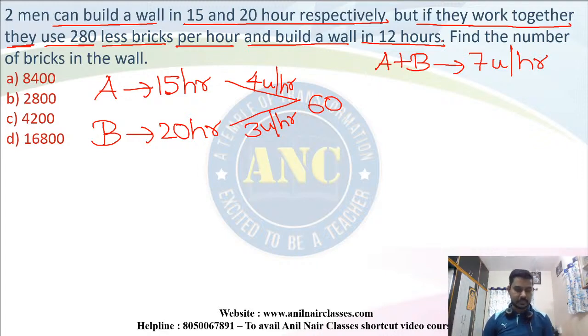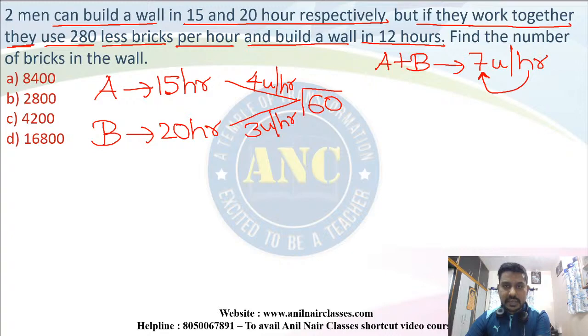Now see here. Please listen to this carefully. Can I say that 7 units per hour is the actual capacity if both of them are working together? The meaning of 7 units per hour is, in 1 hour they will complete 7 chocolates.